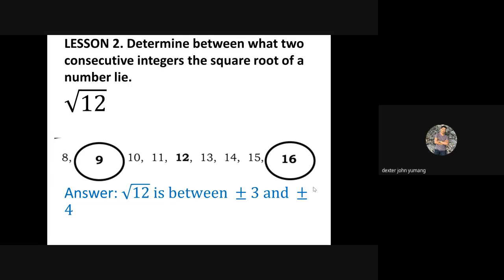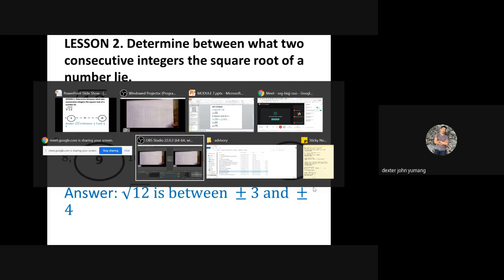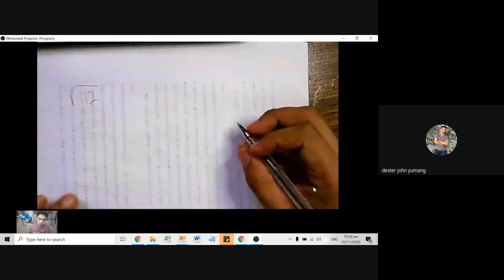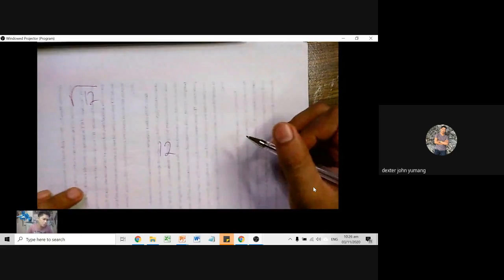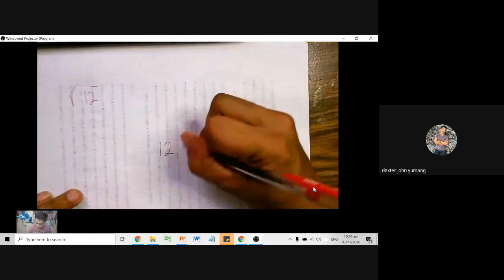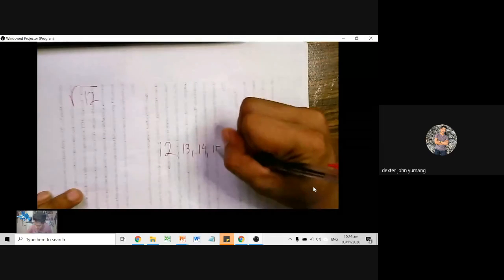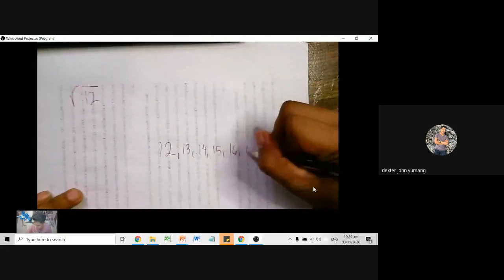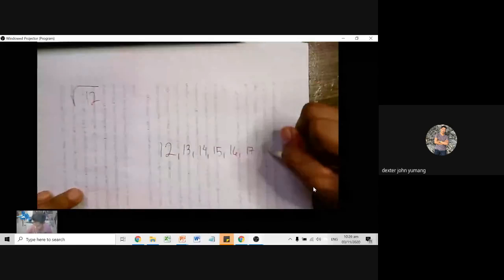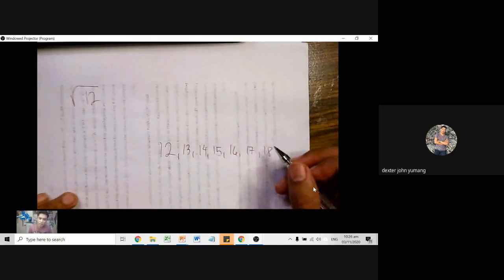Lesson number 2. We're going to determine between what two consecutive integers the square root of a number lies. So, tulad ng square root of 12. Saan ba daw siya nakalagay? So, unang-una yung gagawin, isusunod nyo si 12. Ano po yung mga numbers above kay 12? We have 13, 14, 15, 16, 17, 18. So, pwede naman mag-stop dyan. Pwede na mag-stop pag meron kayong nakita na number na nasa multiplication table or perfect square.